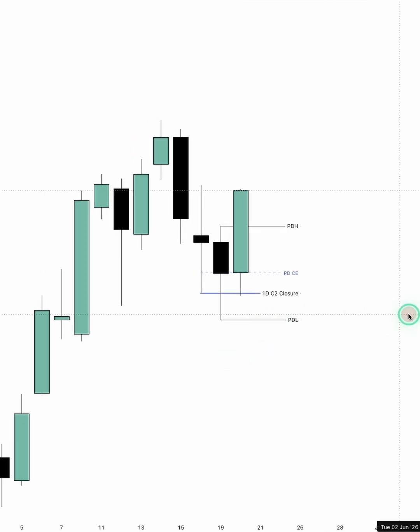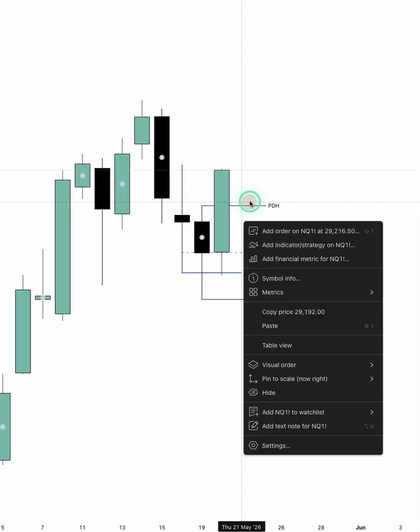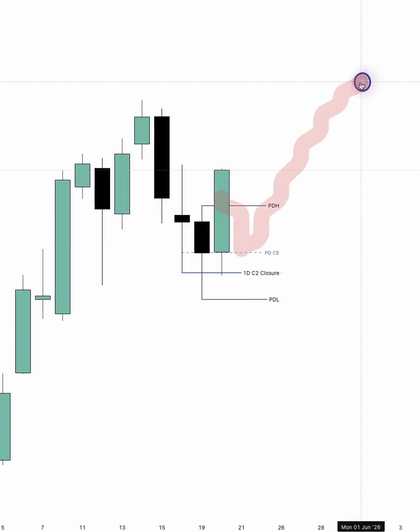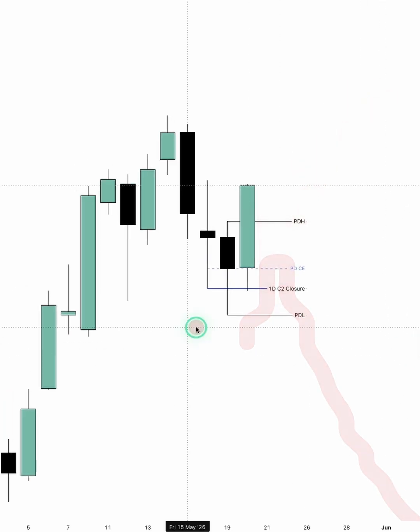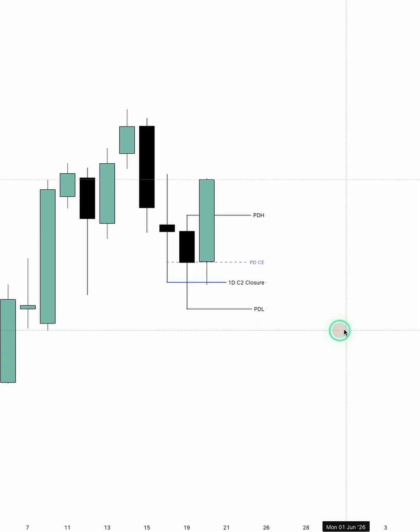And essentially what you want is you want Wednesday to respect the upper portion of it, right? Don't go under. So just do something like this. If we go under, if you're bearish, then that's what you're most likely looking to happen. So now you have your framework.